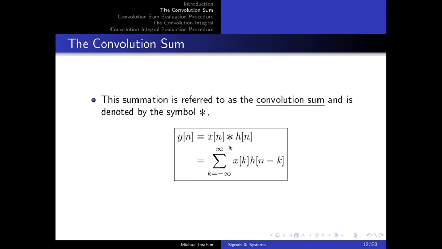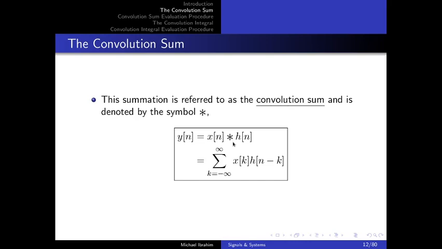So this summation is referred to as the convolution sum, and we use this symbol to represent the convolution operation. To wrap things up, if we have an LTI system whose impulse response is h of n and whose input is x of n, then the output y of n can be computed as the convolution between x of n and h of n.